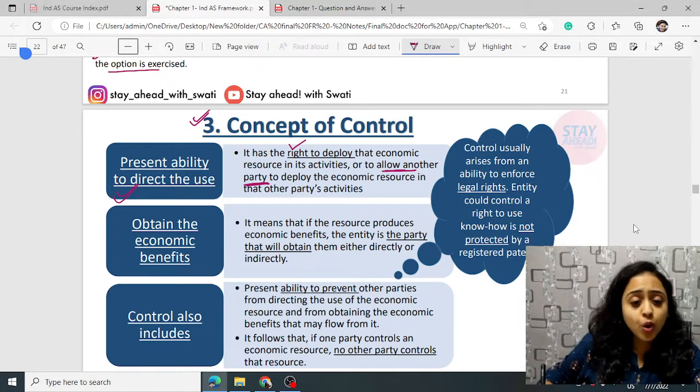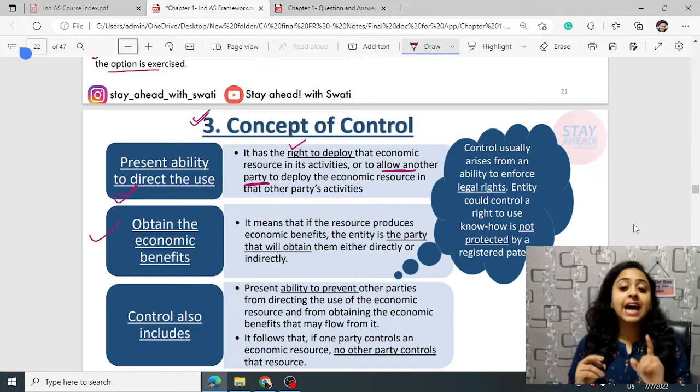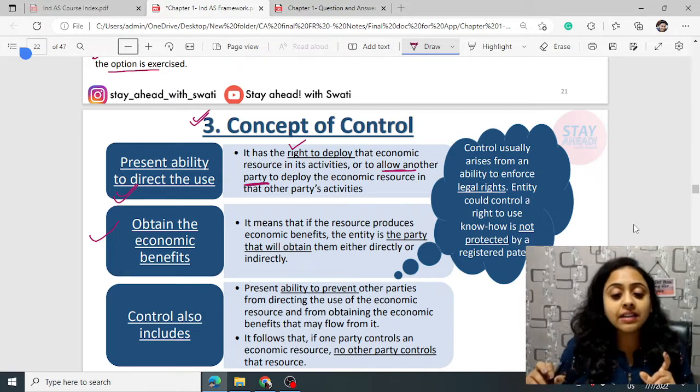Next, obtain economic benefits. It means that if the resource produces economic benefits, the entity is the party that will obtain them, either directly or indirectly.